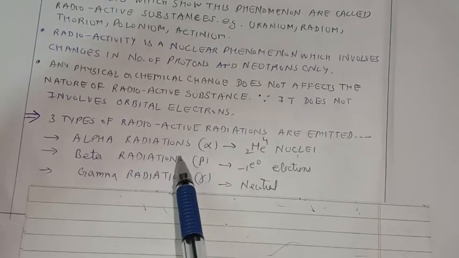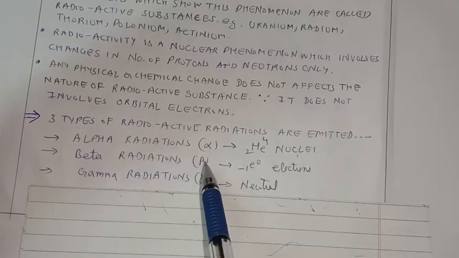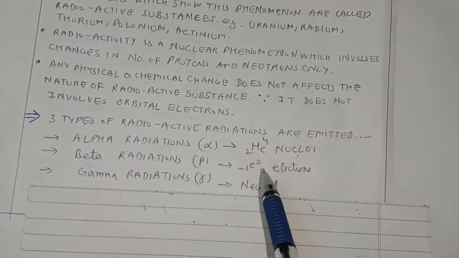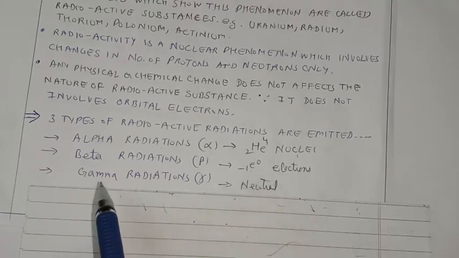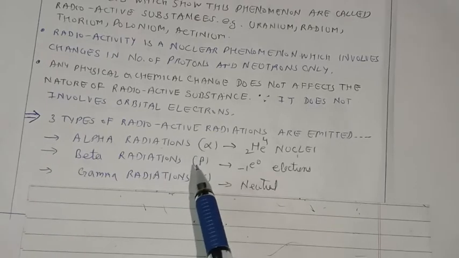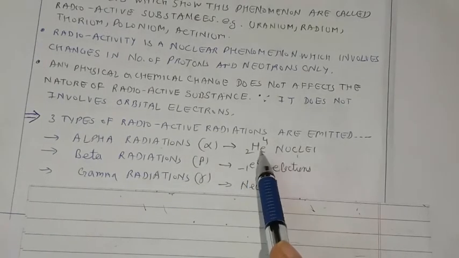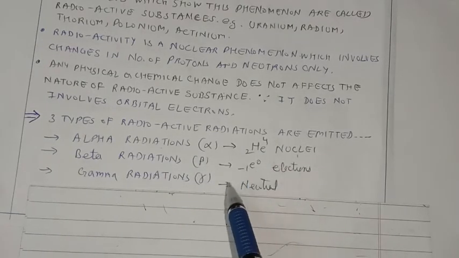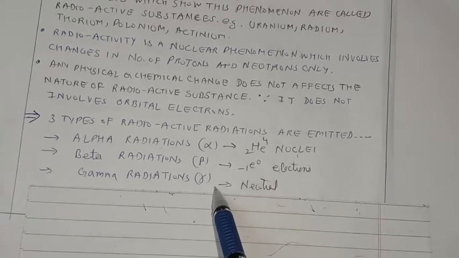There is beta radiation also, called beta particle. Beta particles are nothing but our common electrons with a negative charge. Alpha and beta are material particles, because this is a helium nucleus, this is the electron. But gamma radiations are pure energy which are emitted during a radioactive disintegration process. They have no mass, they have no charge, that's why they are neutral.